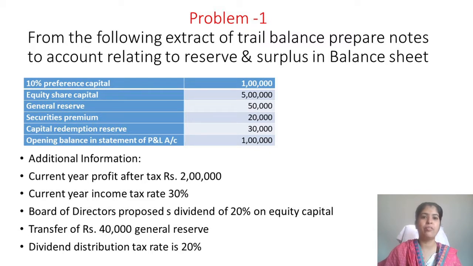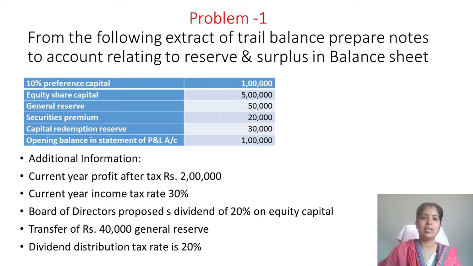Now 10% preference share capital is 1 lakh. Equity share capital is 5 lakh. General reserve, securities premium as well as capital redemption reserve, these three will be directly reflected in the reserves and surplus note in the outer column. Opening balance in statement of profit and loss is the opening surplus balance. If there is a current year profit, we have to add it.